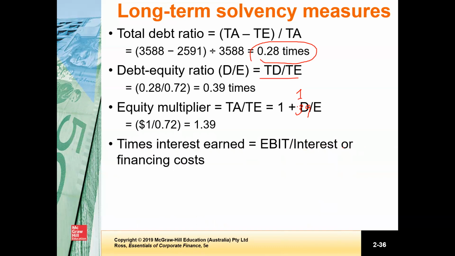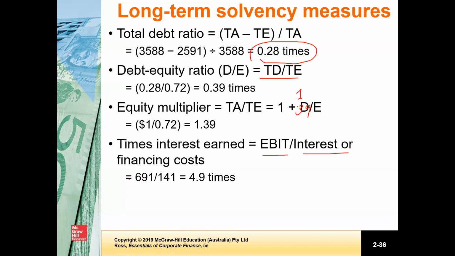The next one is the time interest earned ratio, and you can see the formula is EBIT divided by interest or financing cost. So this ratio essentially measures your earnings available to pay out your financing costs, for example, interest. For example, a company has a time interest earned ratio of 4.9 times, which means that this company is in a reasonably good condition because your earnings are 4.9 times your level of financing cost.